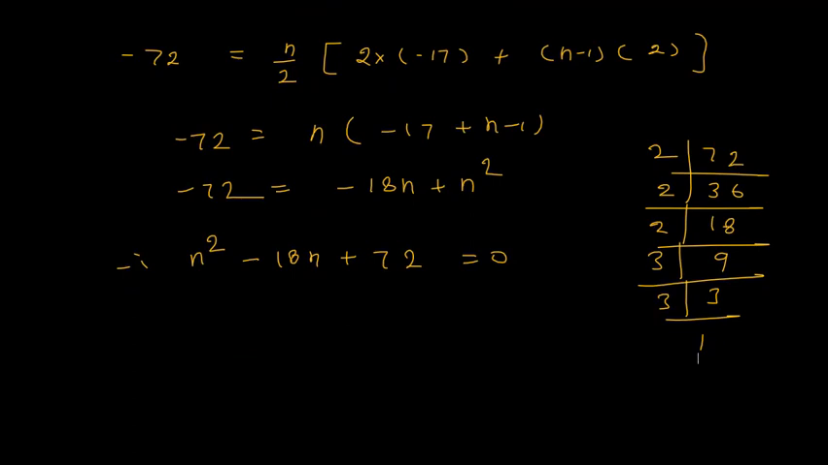3 3 is 9, and 18, 36, 72, that is also perfect. Now 2 4 is 8 and 9, so it will become 17. Then if I say 3 6 and 3 4 is 12, okay, 6 and 12, so this is n square minus 12n minus 6n plus 72 is equal to 0.